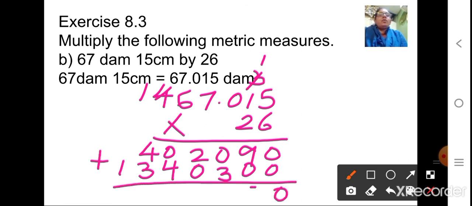So this will be 0, 9, 3, 2, 4, 7 and 1. Now place the decimal point after 3 places, 1, 2 and 3. So your answer is 1742.390 decameter.